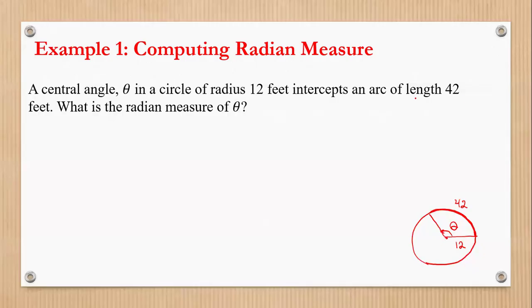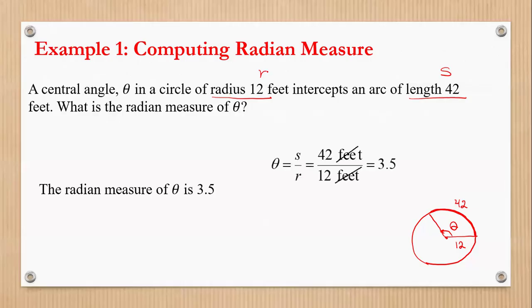So the length of the arc is S, the radius is R. We want to find the radian measure of theta. So to find the radian measure, we just need to divide S by R, divide the length of the arc by the radius of the circle. And if we divide 42 feet by 12 feet, we get 3.5. And 3.5 is the radian measure of theta. So we can say theta is 3.5 radians.